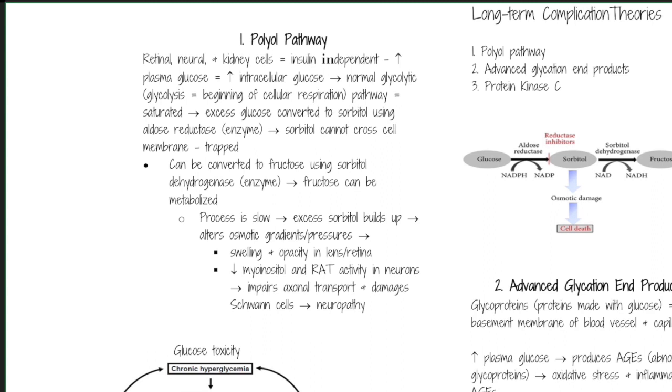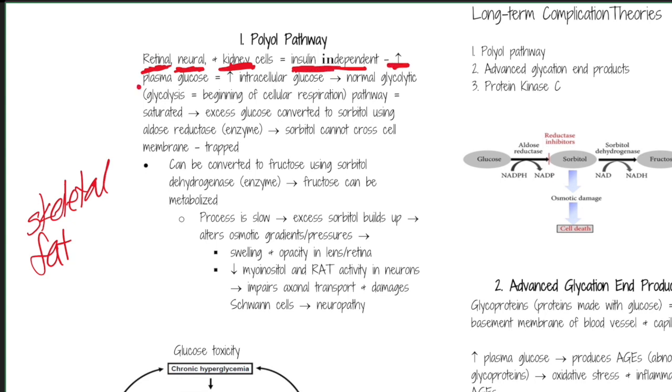So the first one is this polyol pathway. This polyol pathway affects, and again, if you look here, the retinal, neural, and kidney cells. Those are independent of insulin. Do you remember we said which cells need insulin to open up that glucose channel? We said it was the skeletal muscle and fat, or lipocytes or adipocytes. So these three here, retinal, neural, and kidney, actually don't need insulin.